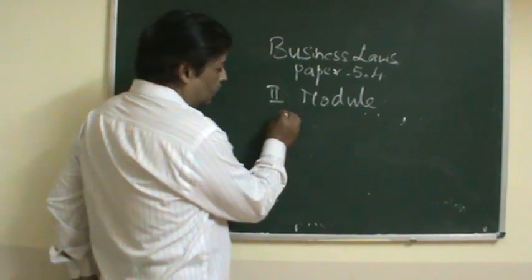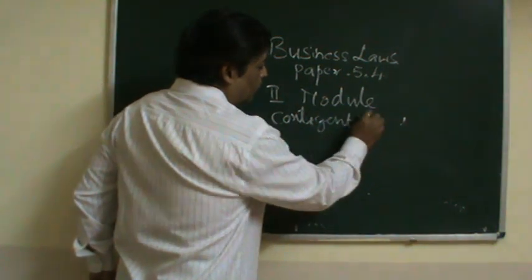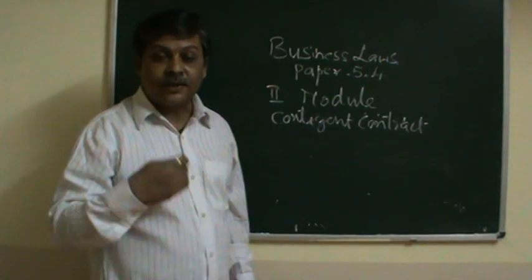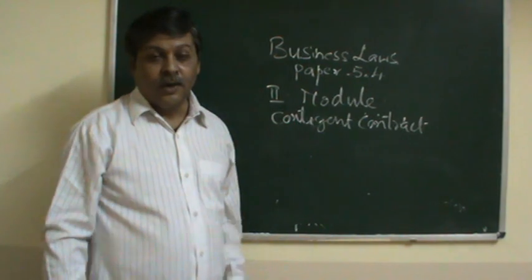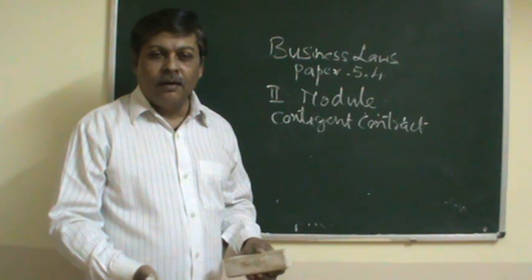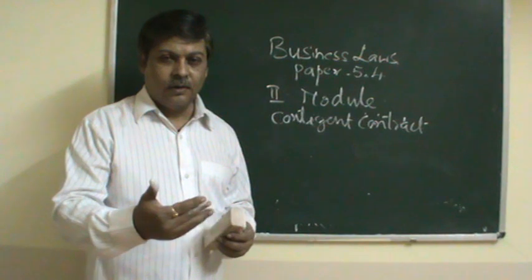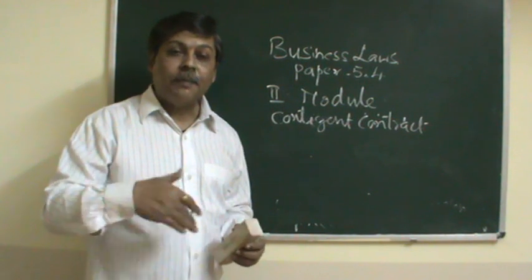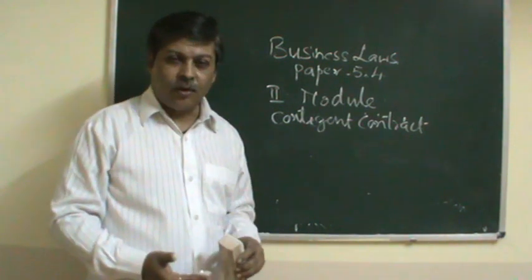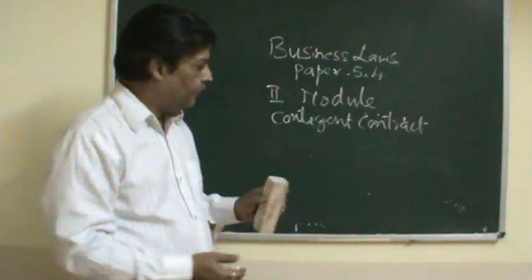the first one, contingent contracts. What is a contingent contract? The meaning of that and examples for that. Contingency means mainly the happening of an event in future. So the contract depends upon the happening of a future event. That is called the contingent contract. In the second module we are going to discuss the contingent contract.